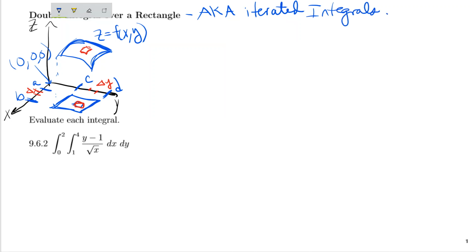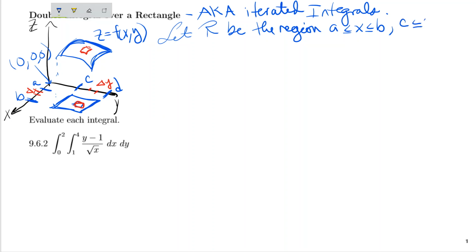Perfect. Cool. So what we're going to have is a rectangular region R. Let R be the region where x is between a and b, so that's the x range over here, and y is between c and d.